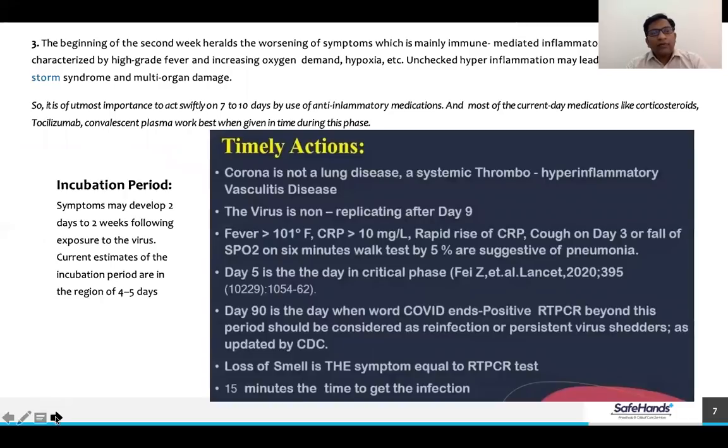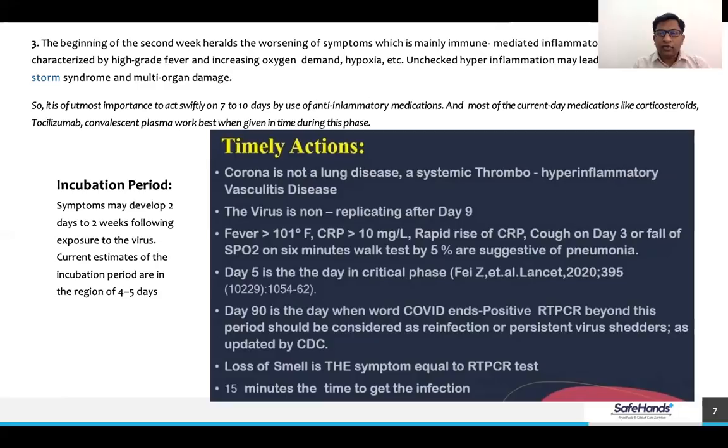The beginning of the second week heralds the worsening of symptoms, which is an immune-mediated inflammatory response characterized by high-grade fever, increase in oxygen demand and hypoxia, etc. Unchecked hyperinflammation leads to COVID cytokine storm syndrome and multi-organ damage. So it is of utmost importance to act swiftly on days 7 to 10 by use of anti-inflammatory medications.